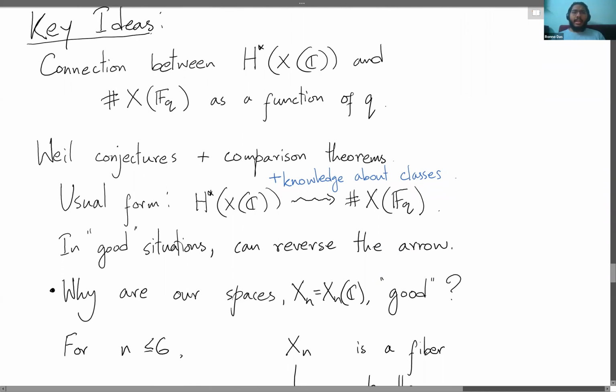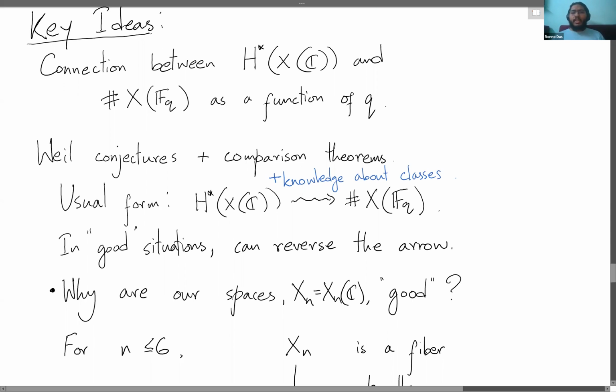Essentially the basic idea, the fundamental thing we are gonna exploit, is the connection between cohomology of the complex version of some algebraic space versus the point counts of the finite field version of that space. This is one of the seminal works of the 20th century, Deligne's proof of the Weil conjectures, along with certain comparison theorems between cohomology of the complex points, étale cohomology, and the cohomology of the finite field points.